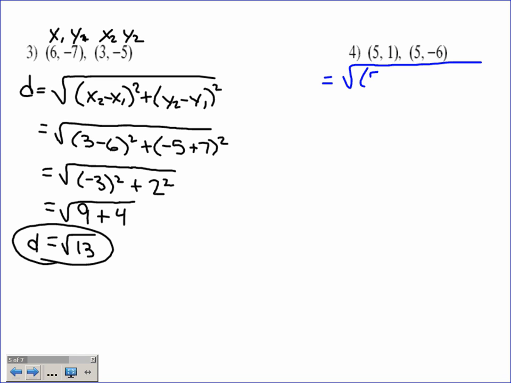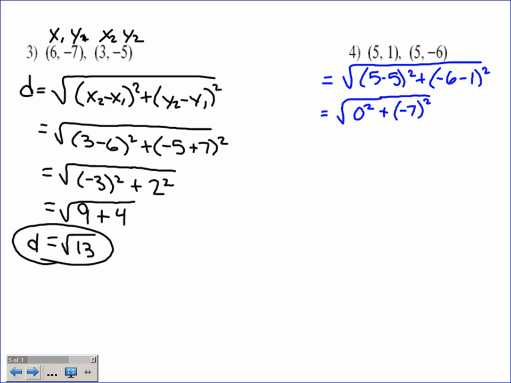5 minus 5 squared. Okay. Sounds good to me. What's 5 minus 5? This is 0 squared, which seems really weird right there. Okay. Got it? What's 0 squared?